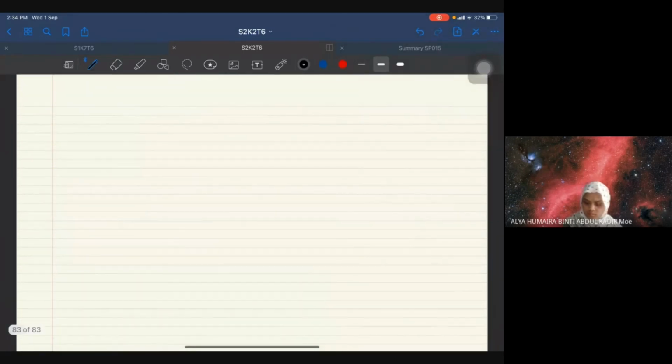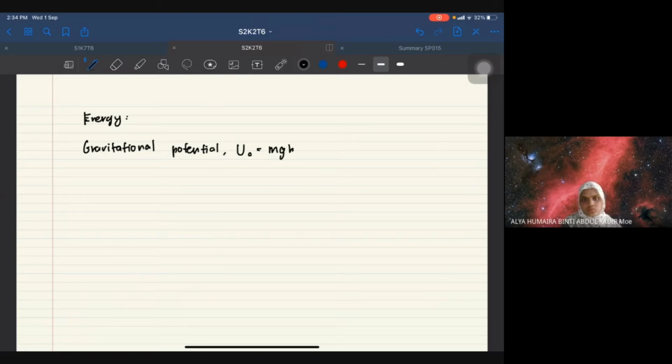Okay, for energy, you have key important bits. The first thing is that the types of energy that you'll be dealing with in this chapter are three types. One is gravitational potential. Normally we use this one as U equals mgh. Sometimes we might put this one as Ug, sometimes, because we want to separate it.